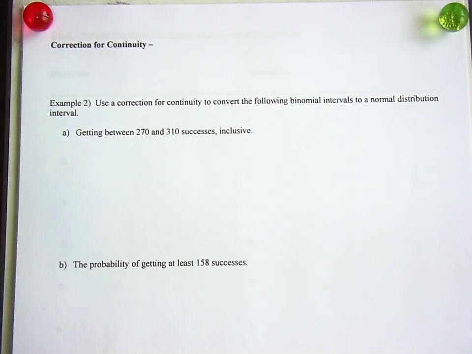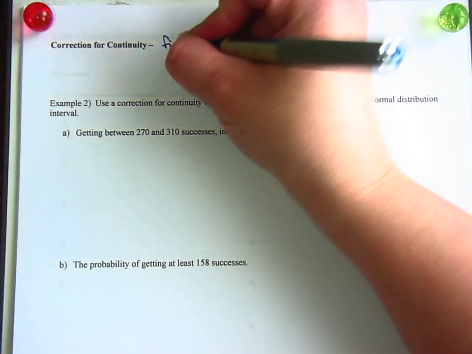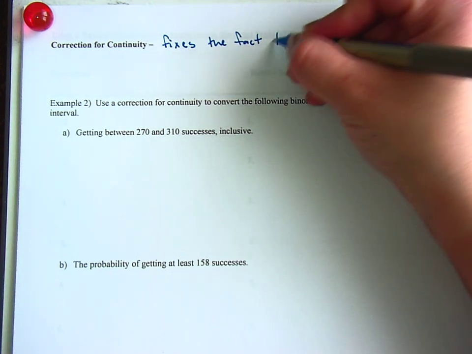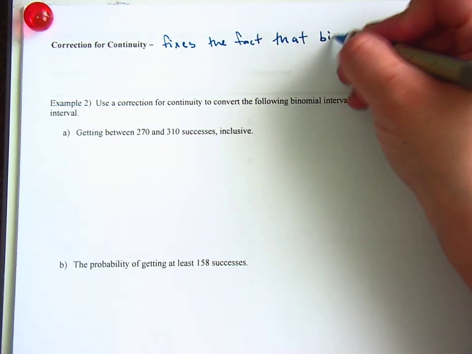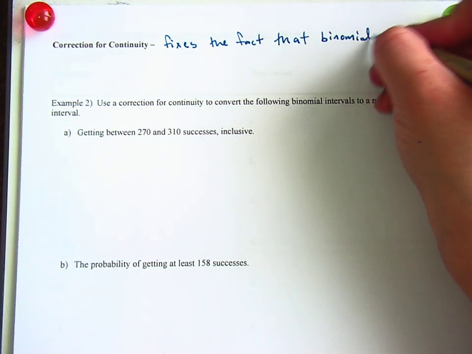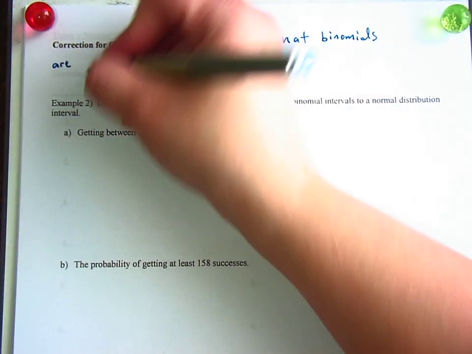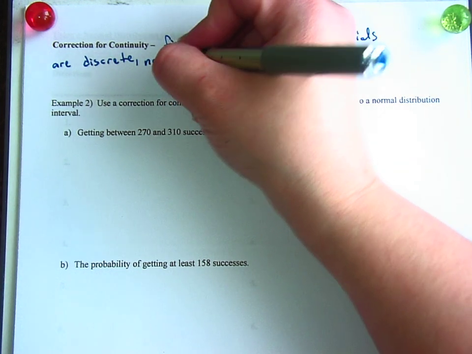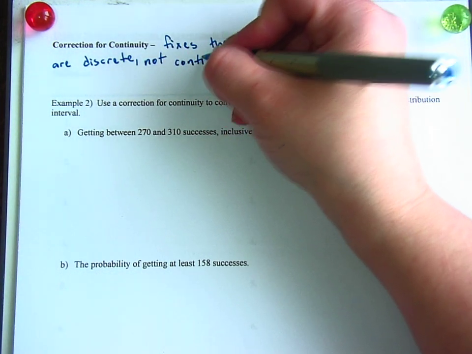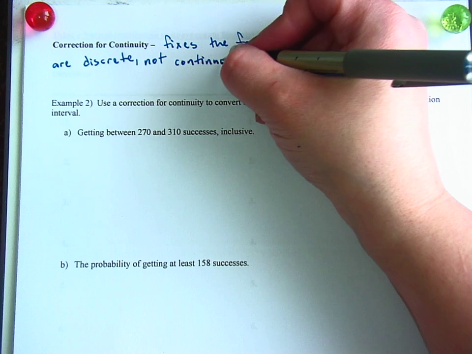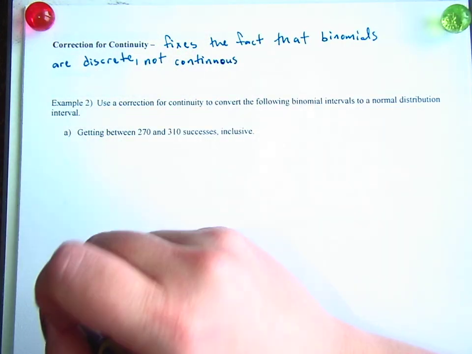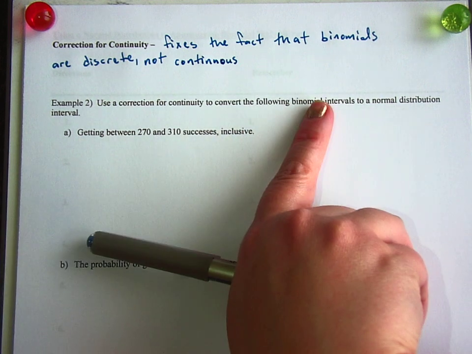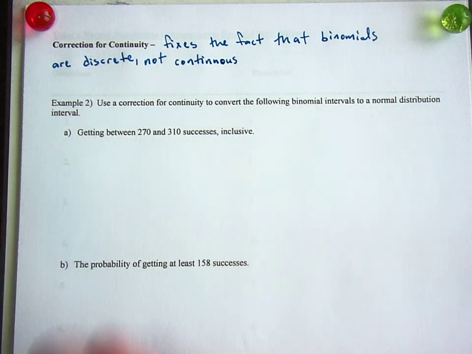A correction for continuity fixes the fact that binomials are discrete, not continuous. All right. So, for example, a correction for continuity to convert the following binomial intervals to a normal distribution interval.